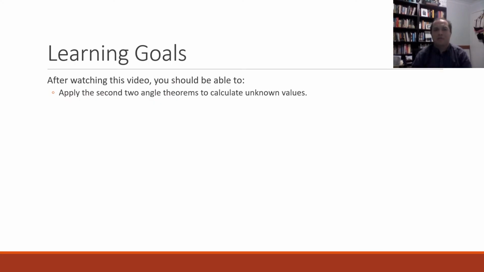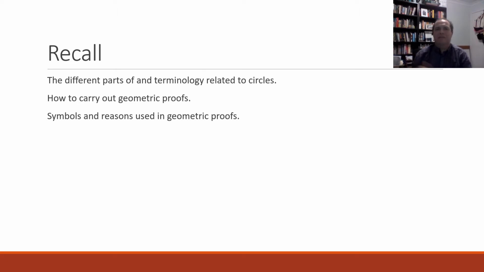So learning goals. After watching this video, you should be able to apply the second two angle theorems to calculate unknown values. Some things to recall: like I've already said, if you haven't seen part 1 of this series in applying angle theorems, go and do that first. But it's also important you know the different parts of and terminology related to circles. That relates to things like chords, diameters, sectors, segments. Being familiar with those words will be helpful. Carrying out geometric proofs will be helpful, and also those symbols that we use in those proofs. Recalling those will be helpful in going through some of these examples.